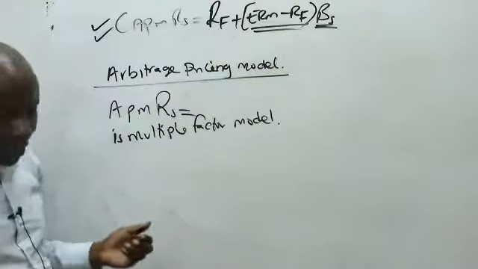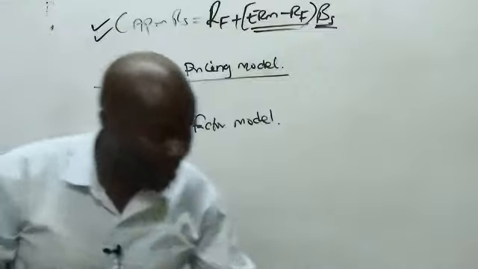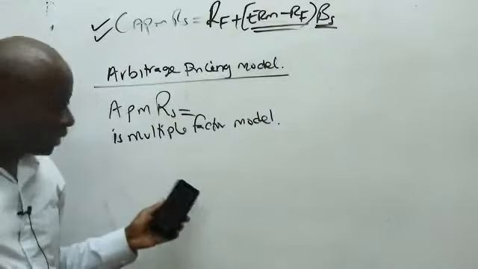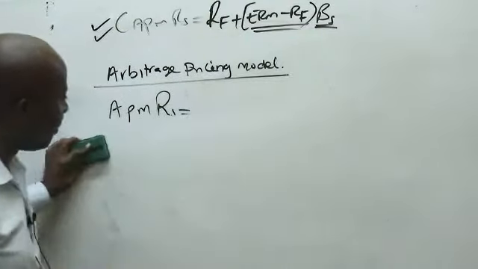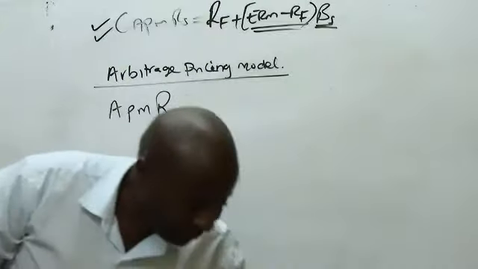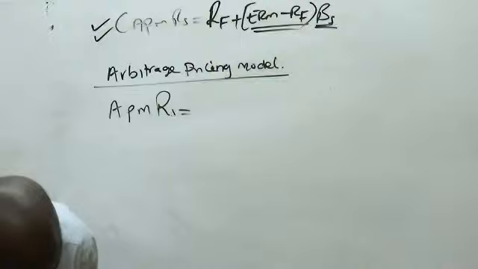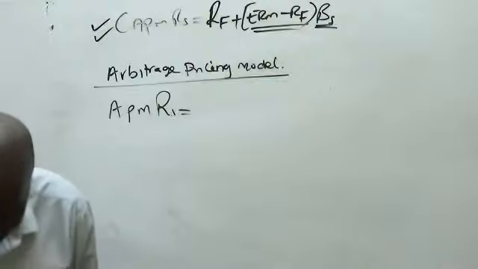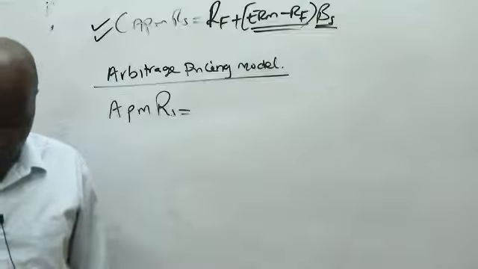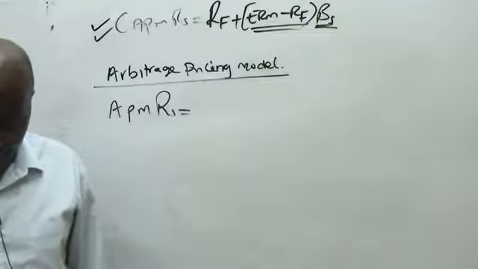And as such, for us to be able to get the APM returns, what do we have? I've not seen anybody writing the formula of APM returns. APM returns equals who? I'm waiting for APM returns.